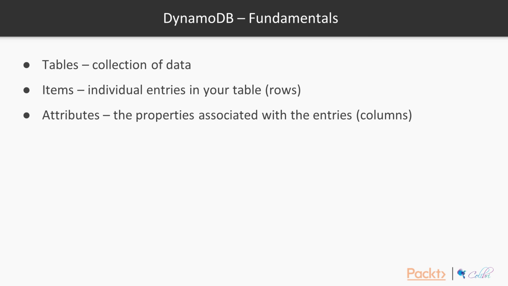And lastly, we have attributes, which are the properties associated with each of these entries, essentially like a column in a relational database. The difference here, in DynamoDB, is that an item always has to have a primary key. You can think of it a little bit more like a hash map than a relational database, in that every item has a key and the value can be anything which is made up of a number of attributes.